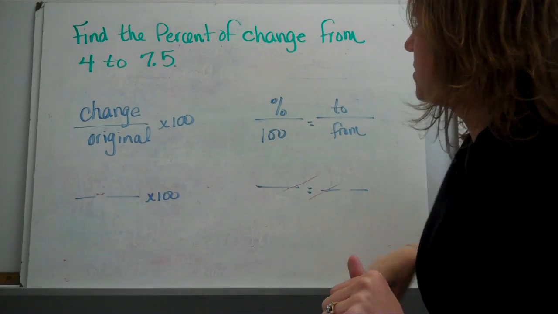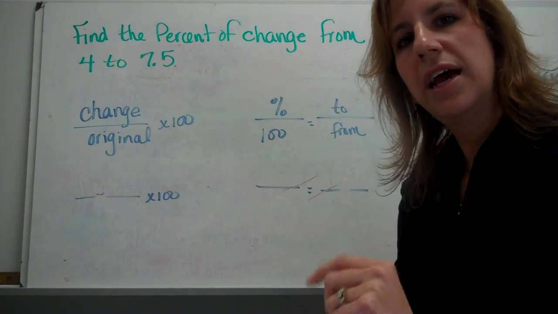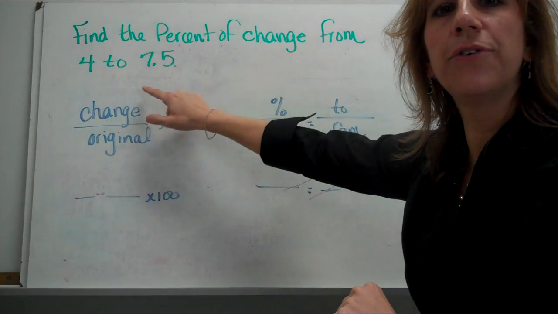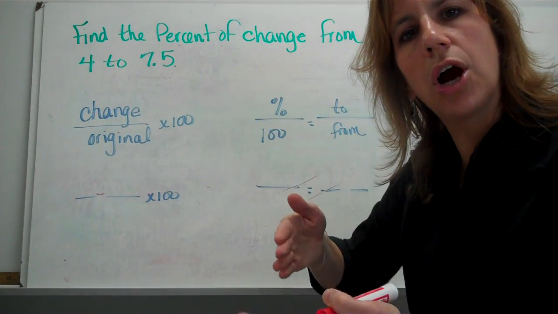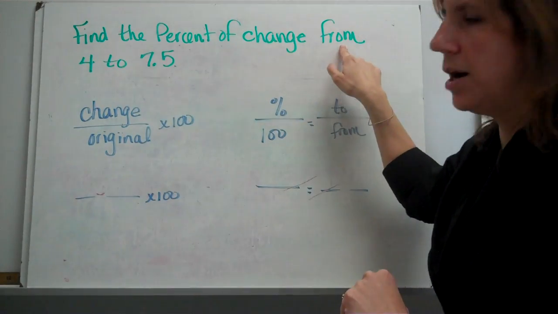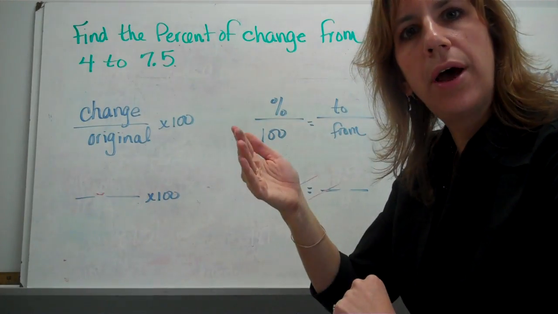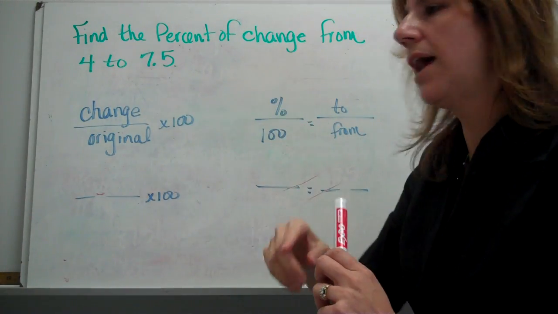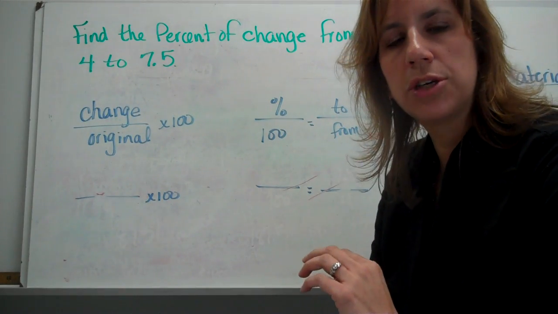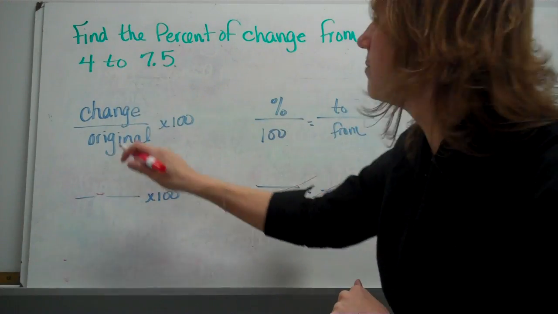Okay, find the percent of change from 4 to 7.5. Go ahead and jot that down, and then let's do it together. All right, when you're doing this form, you're looking for the difference or the change. Where did it start, and then where did it go? Think carefully. If we're starting from 4 to 7.5, it's going up, right? From 4 to 7.5. How much did that change? So in your calculator, do a subtraction problem. 7.5 minus the 4. All right?